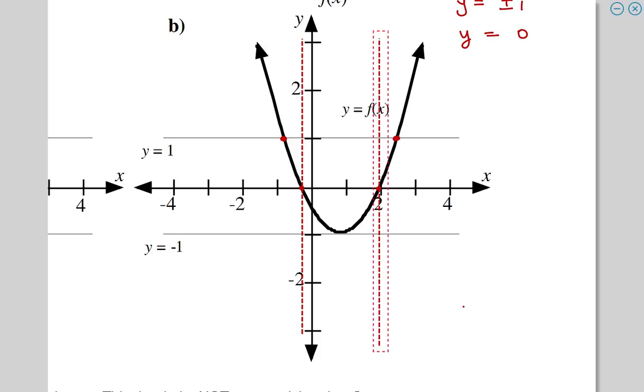These vertical lines are nice because they sort of chunk the sections of your graph, so you basically need to think about what's happening in this chunk, what's happening in this chunk, and what's happening over here in this chunk. Okay, so let's just start left to right. Let's start over here.